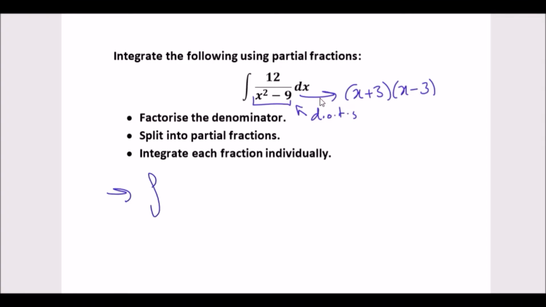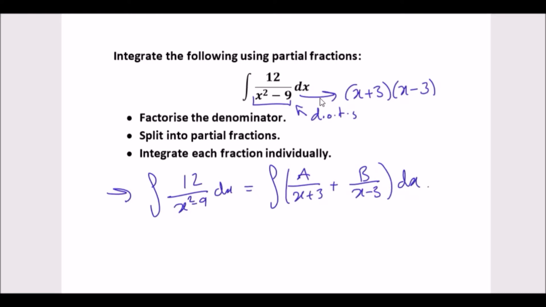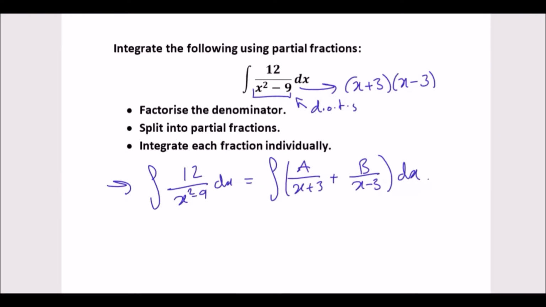So we have the integral of 12 over x squared minus 9 dx equals, and now this fraction is going to be something like the integral of, let's say, a over x plus 3 plus b over x minus 3 dx. And that's it, guys. All we have to do now is figure out what a and b are. So let's try it out.